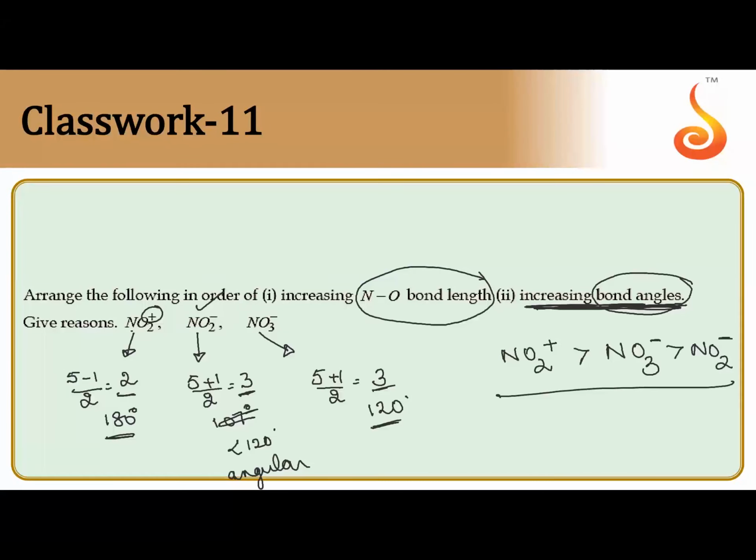So why don't you try and draw for NO2 plus? So you have 2 oxygen and you have nitrogen. 5, you have +6, +6, -1. This many valence electrons you have.